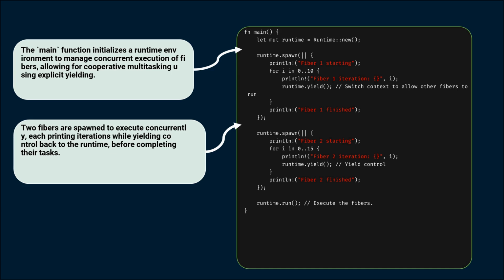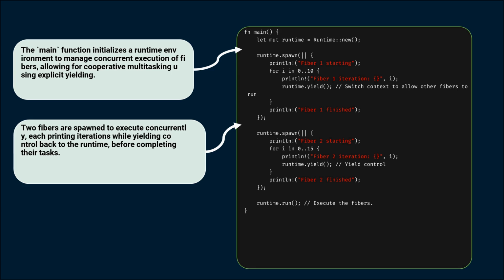We first spawn the first fiber, which is defined by a closure that begins with a print statement. Inside this closure, a loop runs 10 iterations, printing the iteration count. At each iteration, the fiber yields control back to the scheduler using runtime yield, ensuring that other fibers get a chance to run and preventing any single fiber from monopolizing CPU time.